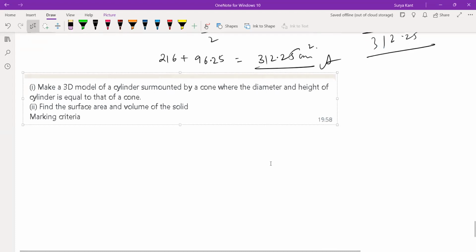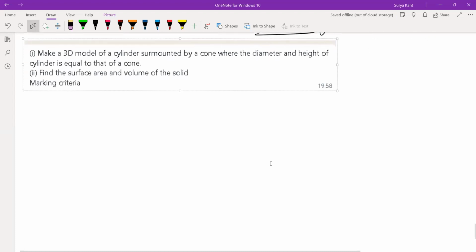See, this is the question he has sent to us. Make a 3D model of a cylinder surmounted by a cone, where the diameter and height of the cylinder is equal to that of the cone. It means that two things are given over here.